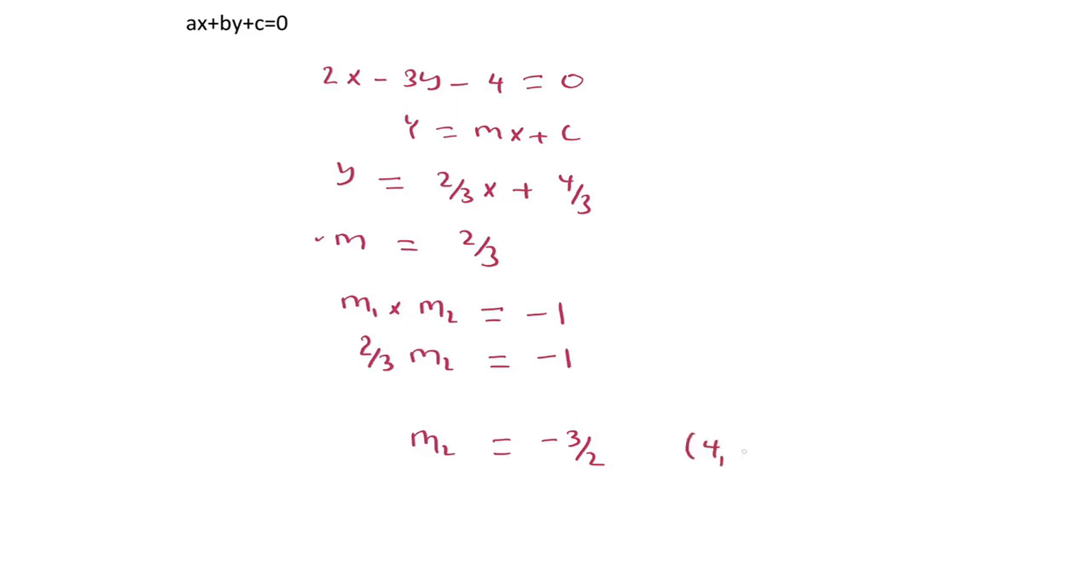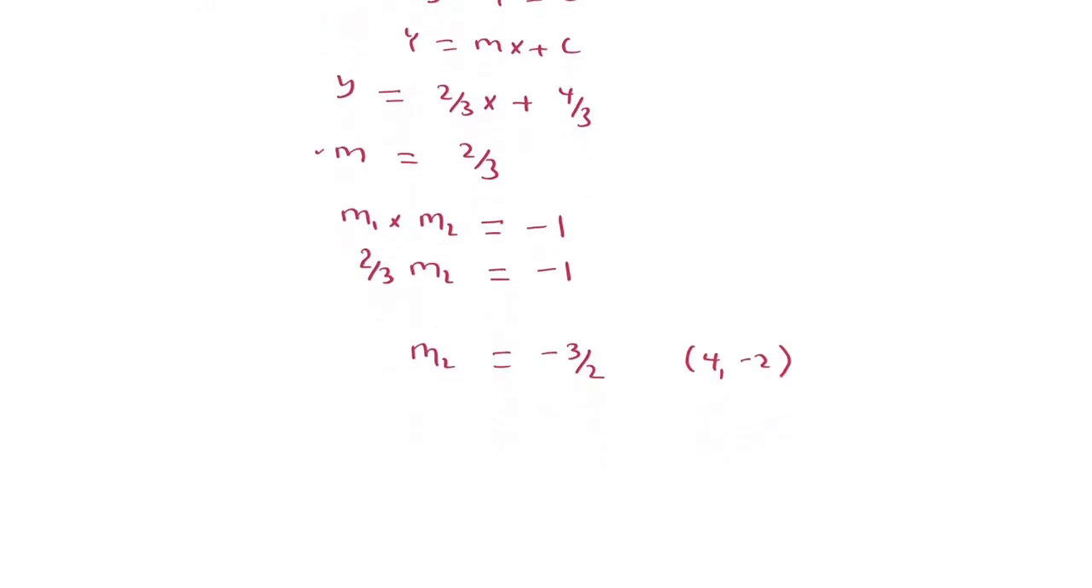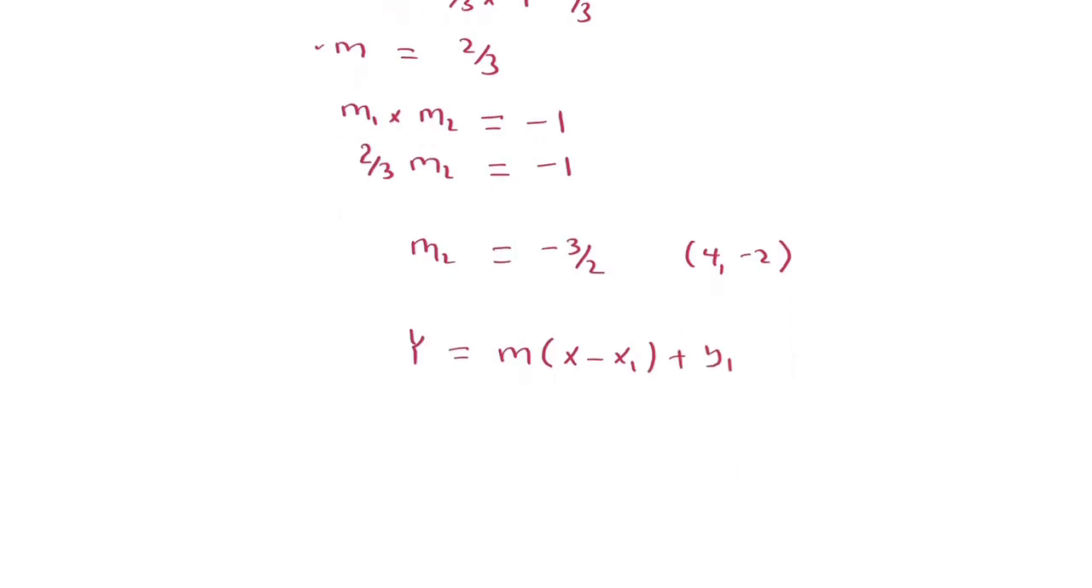Now we have the value for the second slope, and we have a point which is (4, -2). Now let us find the equation of line R2. Let us recall the general formula, which says y equals m in brackets x minus x1 plus y1. We have the value for m which equals -3/2, and x1 and y1 which equal 4, -2.